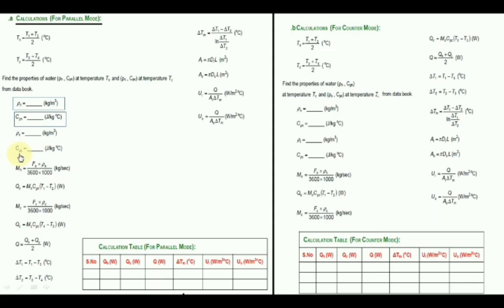Now here it is the capital MH. Capital MH is the mass flow rate of the hot fluid. So how do we calculate it?